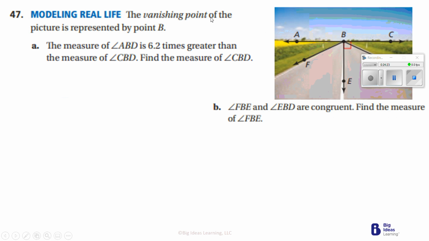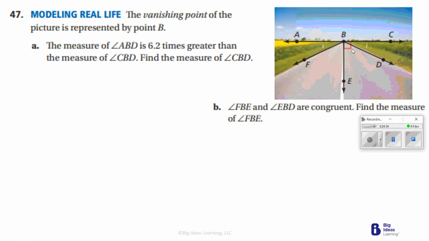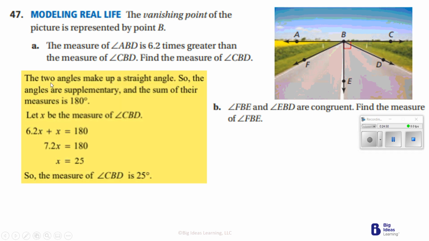47. The vanishing point of the picture is represented by point B. All right, the measure of angle ABD is 6.2 times greater than the measure of angle CBD. Find the measure of angle CBD. Well, the two angles make up a straight line, right? Because we got this angle and this angle. So the angles are supplementary, and their sum has to be 180.